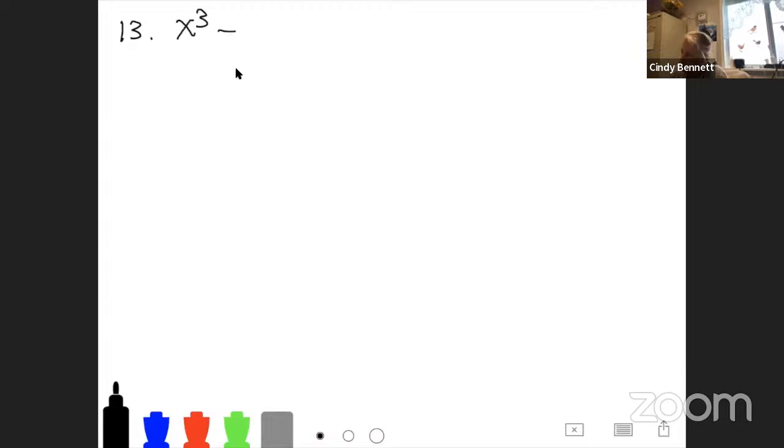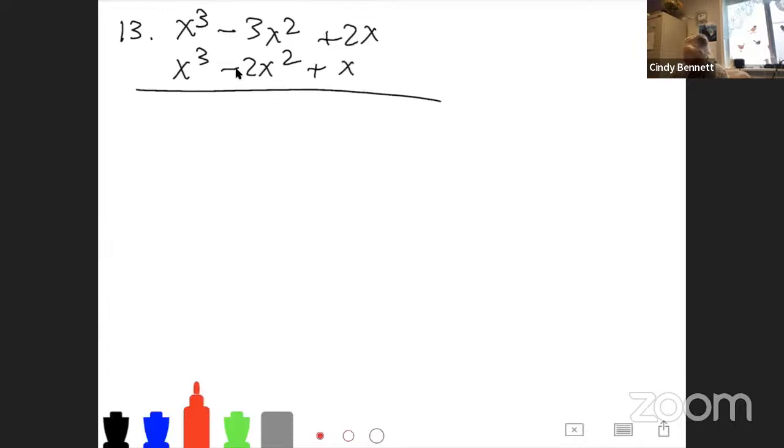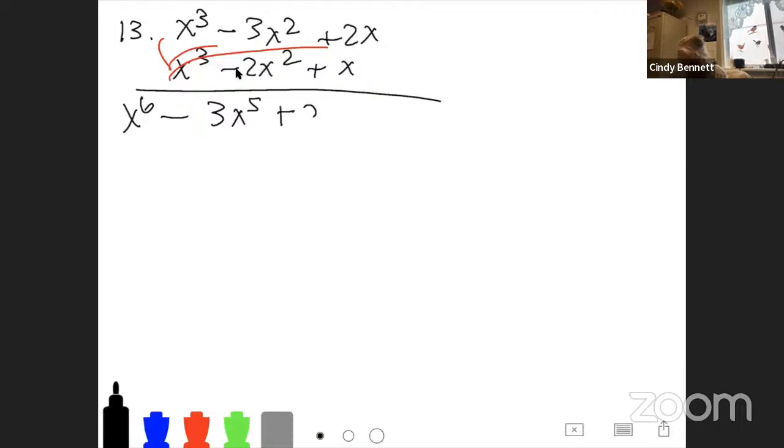x cubed minus 3x squared plus 2x, times x cubed minus 2x squared plus x. Now we have to multiply each term by each term. Okay, we're going to start with the first one. So x cubed times x cubed is x to the 6th power. And then minus 3x to the 5th power, because we add the exponents. 2x times x cubed is 2x to the 4th power.